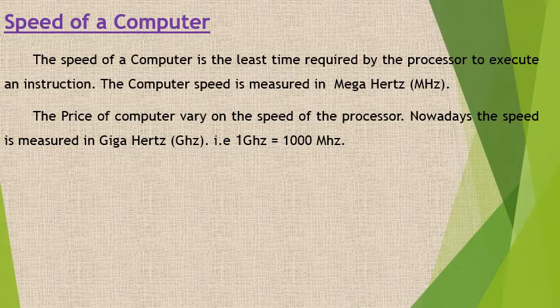Speed of a computer. Speed of a computer is the least time required by the processor to execute an instruction. The computer speed is measured in megahertz. The price of a computer varies with the speed of the processor. Nowadays, the speed is measured in gigahertz. That is, 1 gigahertz equals 1000 megahertz.